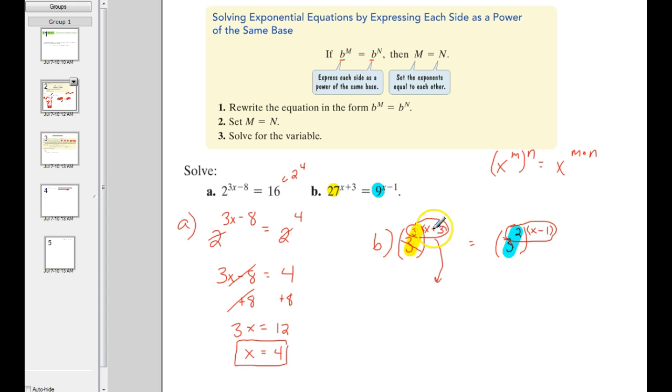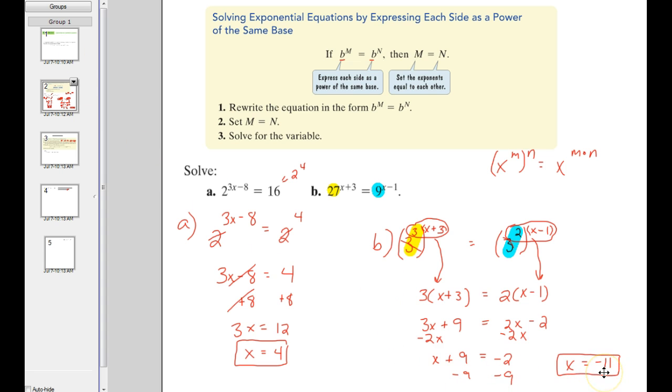Because of the way we multiply exponents when we do powers to powers, I end up having this equation once I drop the base on both sides. I get 3 times x plus 3 equals 2 times x minus 1. Now I distribute. I get 3x plus 9 equals 2x minus 2, and then this is just a linear equation to solve. And then there is the solution, x equals negative 11. Go back to the original. You can plug in negative 11 for the x. On the left side, you get this number. You can plug in negative 11 for the x on the right side, you get that same number. So again, you know it's correct when you check it, and you get the same thing on the left as you do on the right.